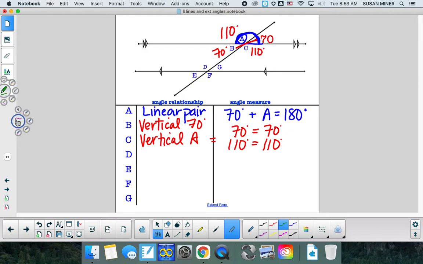We just go down through and identify what the angle relationships are and how I can use that to help me figure out what the measurement is. Let's take a look at angle D. What do I know about angle D? Maybe I said it's a corresponding angle with angle A, and I know corresponding angles are the same measurement. Or maybe I said something like it's an alternate interior.